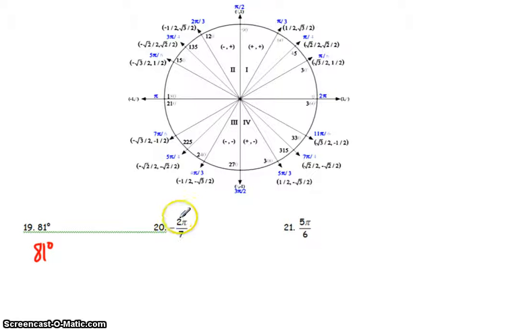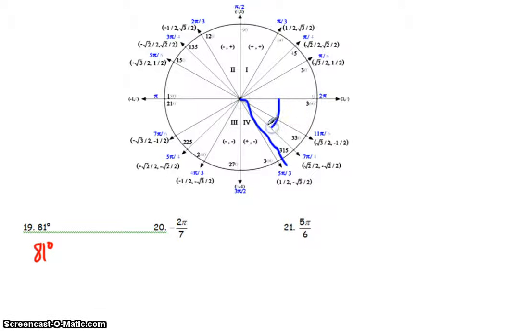Okay, negative 2 pi over 7. That means I'm going to go this direction for 2 pi over 7. Okay, so if I go backwards, I know this is pi over 6, and this is 2 pi over 6. 2 pi over 7 is going to be a little bit less. So it's going to be probably about right here.